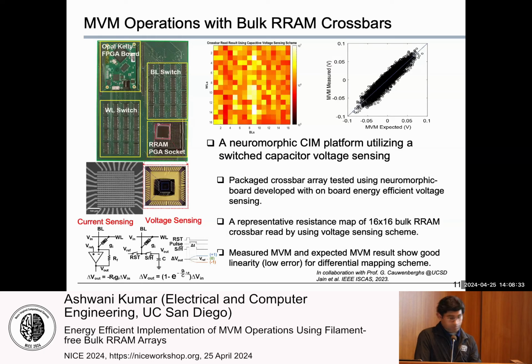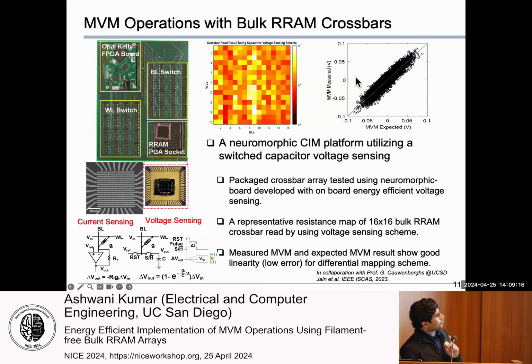Finally, this work is in collaboration with Professor Gutt's lab at UC San Diego, where they built a neuromorphic compute in memory platform utilizing the switched capacitor voltage sensing scheme, like I presented in the previous slide. Here I'm showing you a photograph of the board, and we have packaged 16 by 16 crossbar arrays, which we measured using the voltage sensing scheme, which is more energy efficient compared to the conventional current sensing scheme. This is a representative read map of a 16 by 16 crossbar array, which we read using the voltage sensing scheme.